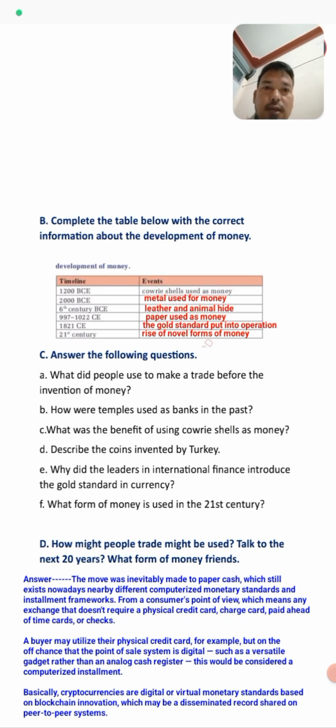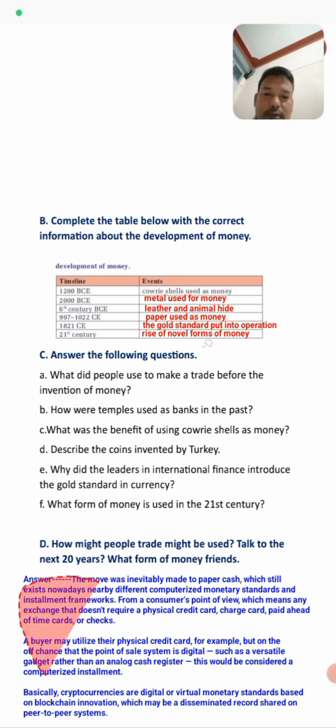Here, my dear students, next one is D number. How might people trade, what form of money might be used, in the next 20 years? Yes, students, we have to talk about the next 20 years, when people start using what type of money they would use. Let's talk about it, and I have written the answer also.